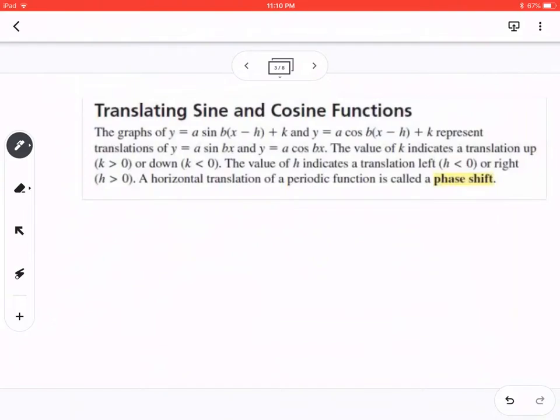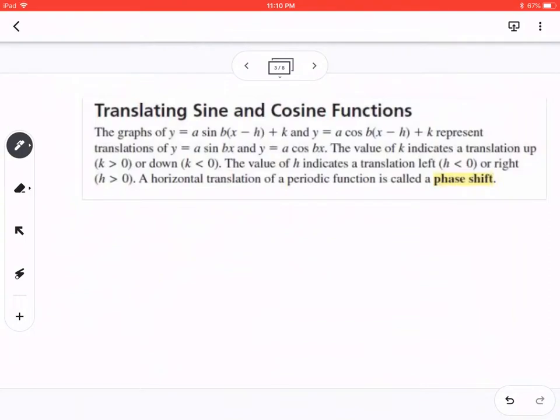Today's lesson is going to be on translating sine and cosine functions, and the equations are given here for the general forms. Y equals a sine b of x minus h, close parentheses, plus k. The a would be the amplitude, the b would be the frequency, the h is going to represent the translation horizontally, which would either be left or right, and the k is going to represent the vertical translation, which is either up or down. And similarly, we have y equals a cosine b of x minus h, close parentheses, plus k.